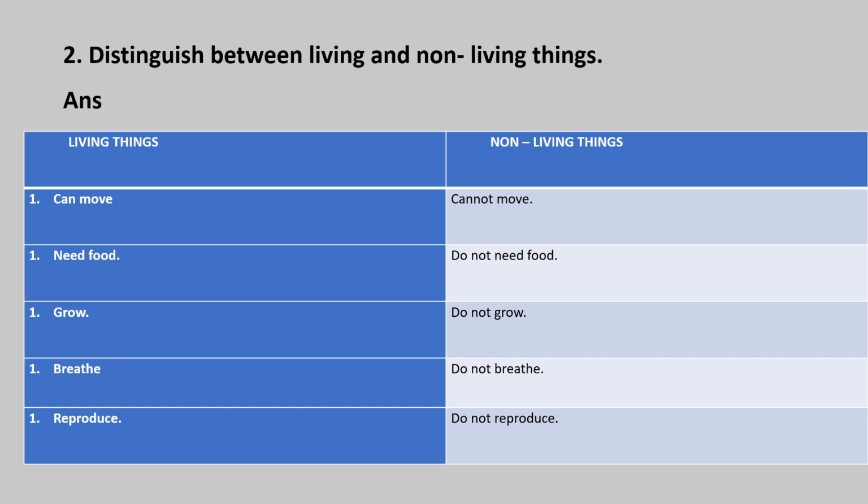Living things inhale oxygen and exhale carbon dioxide, like humans and animals. We inhale oxygen and exhale carbon dioxide, and plants inhale carbon dioxide and exhale oxygen, but non-living things do not breathe. Then the last point is related with reproduction. Living things reproduce their own kind. A cat gives birth to kittens, human beings give birth to babies, but non-living things do not reproduce.